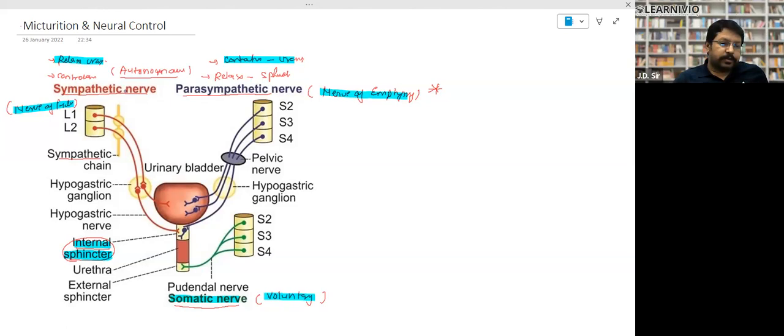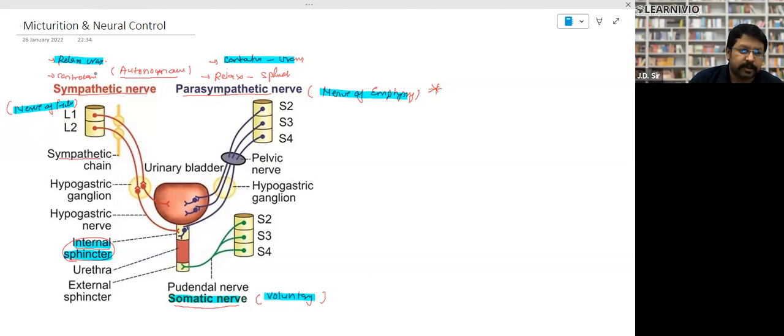This is called the sympathetic nerve. The sympathetic nerve is L1 and L2. This is called the nerve of filling. Try to understand: the sympathetic nerve is called the nerve of filling, right? Look, from L1 and L2, two nerves: one nerve comes to the urinary bladder and another nerve reaches the internal sphincter, right? This is called the nerve of filling, right?